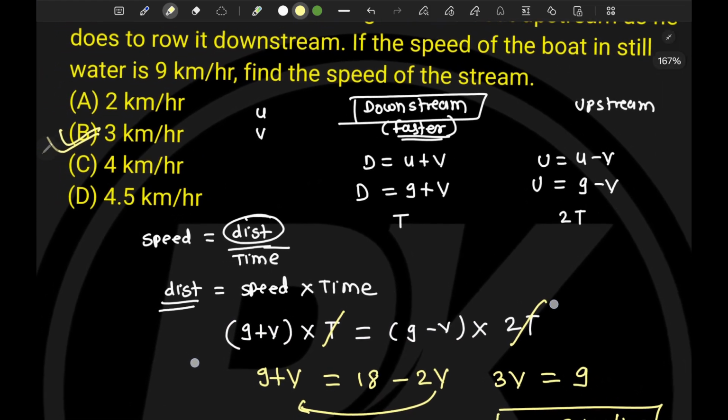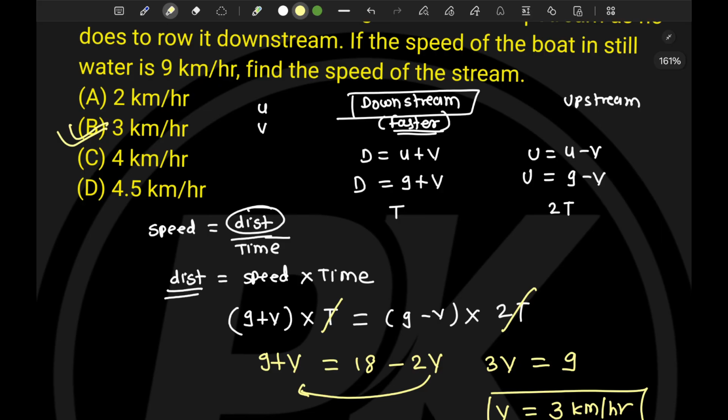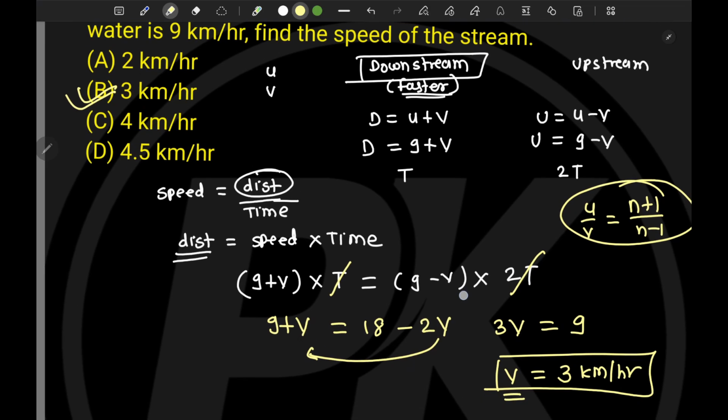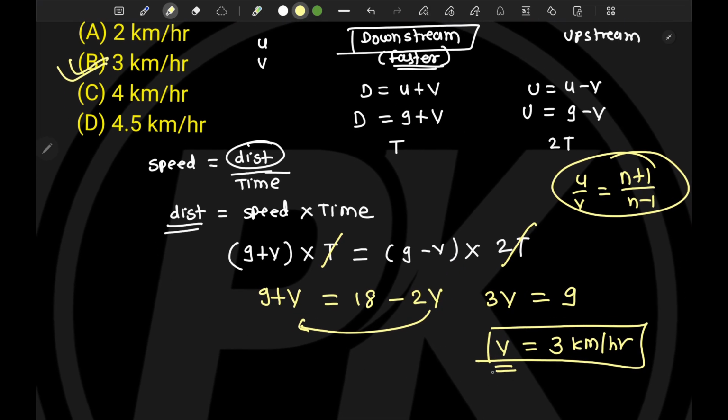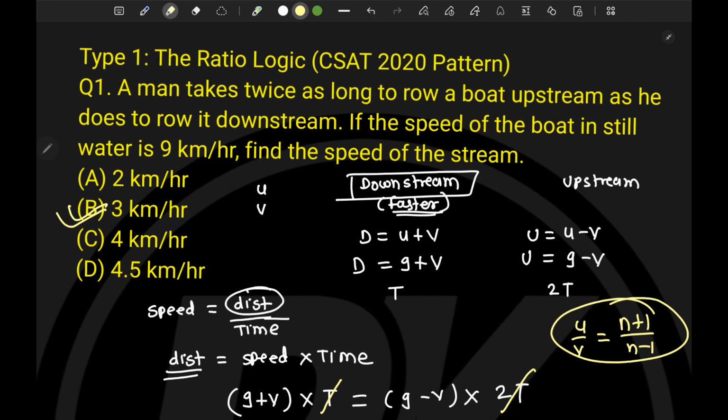So yes, it has taken some time, but it will not take more than 60 seconds. But if you want to solve in a fast way, remember the formula. And which was that formula? u by v is equal to n plus 1 divided by n minus 1. And if you cannot recall the formula, follow this. Now let's move to another example.